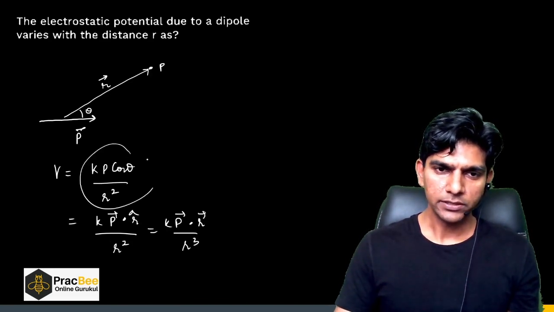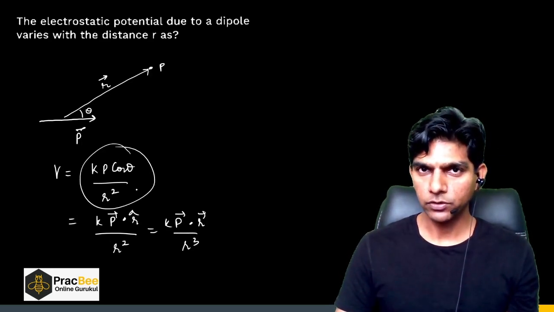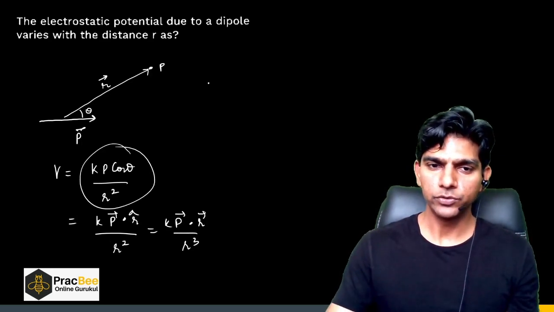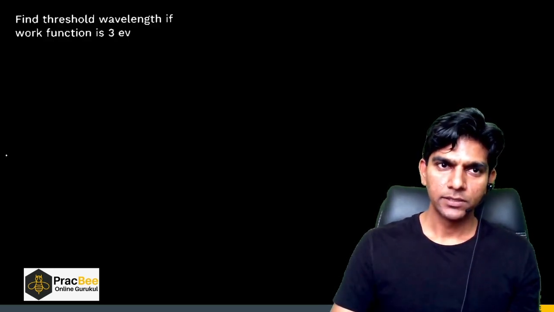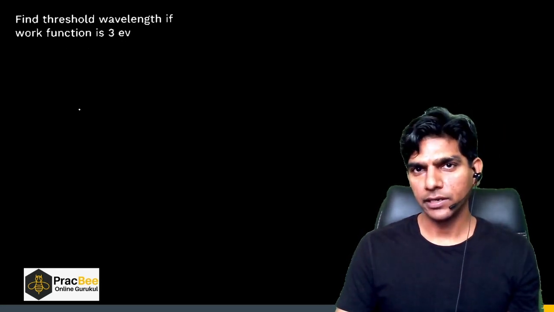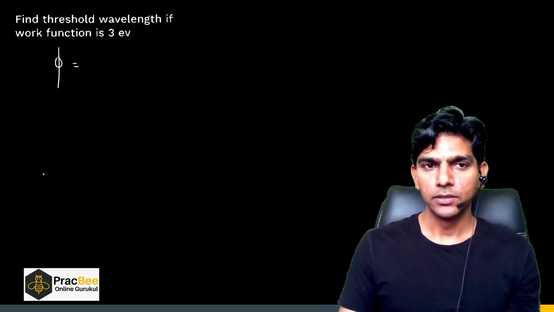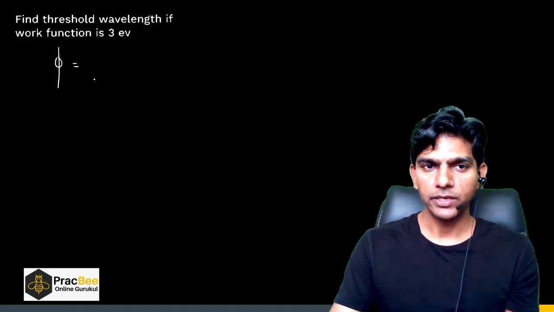So if you look at this, we can clearly see that it is inversely proportional to the square of the distance from the center of the dipole. So the answer should be 1 by r square, right? Next, find the threshold wavelength if the work function is 3 electron volts. So work function is given to us, and we need to find the wavelength. So work function is in electron volts, so we can find wavelength in angstrom by using this relation.